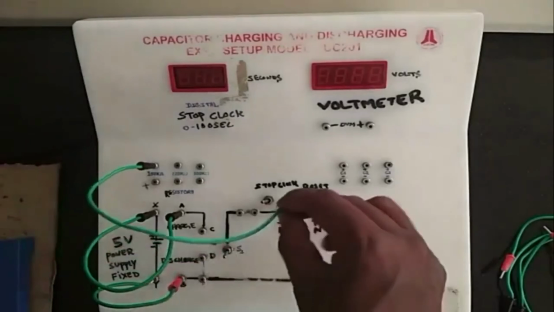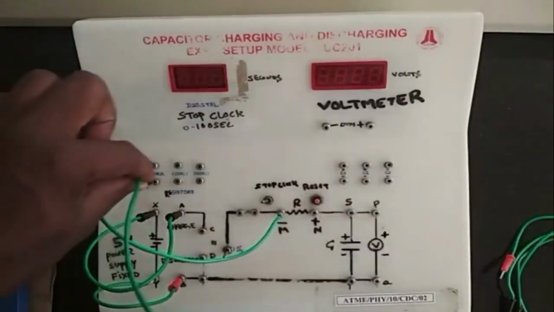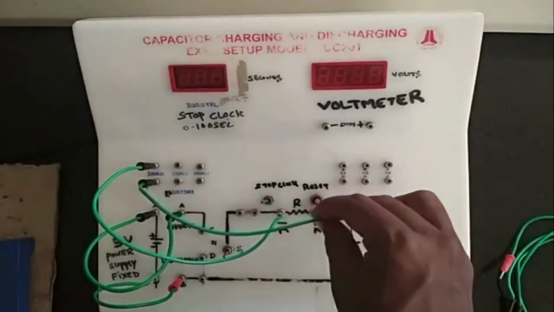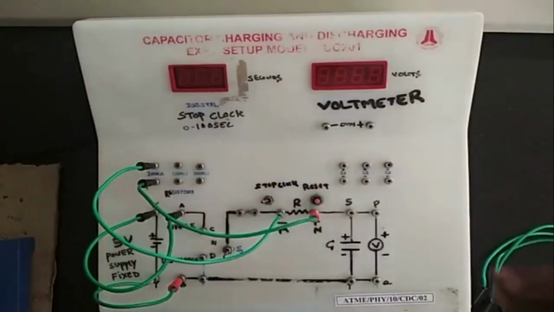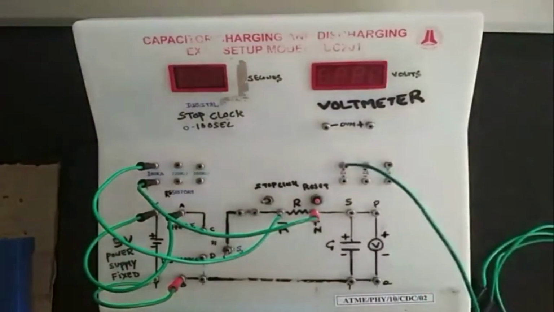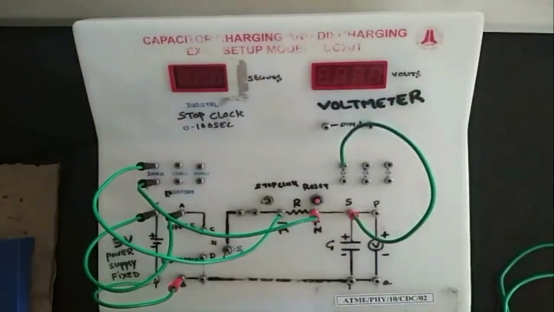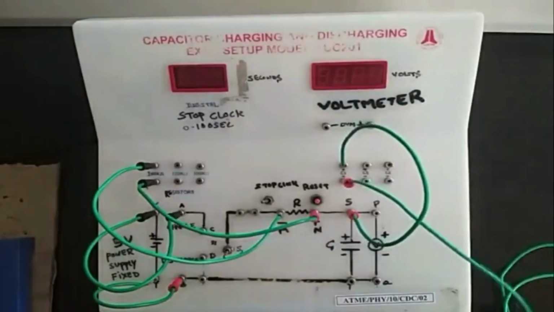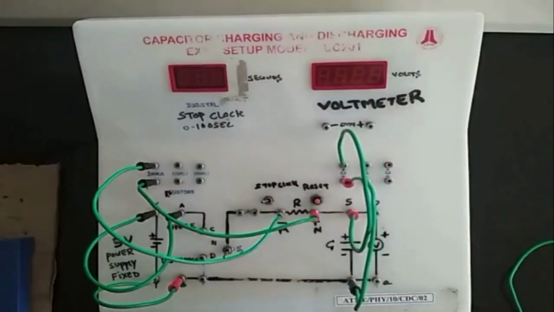Resistor is connected to the circuit. Here we are using a 100 kilo ohm resistor. The capacitor which we are using in this experiment is a polarized one. Hence, the positive end of the capacitor should connect to the positive terminal and the negative end of the capacitor should connect to the negative terminal.